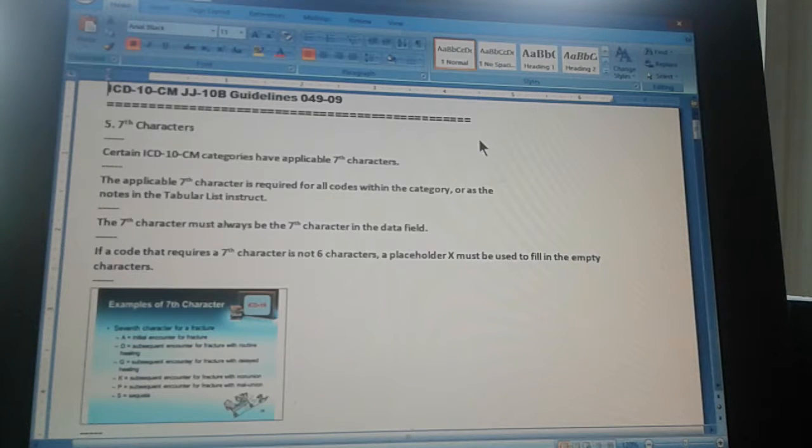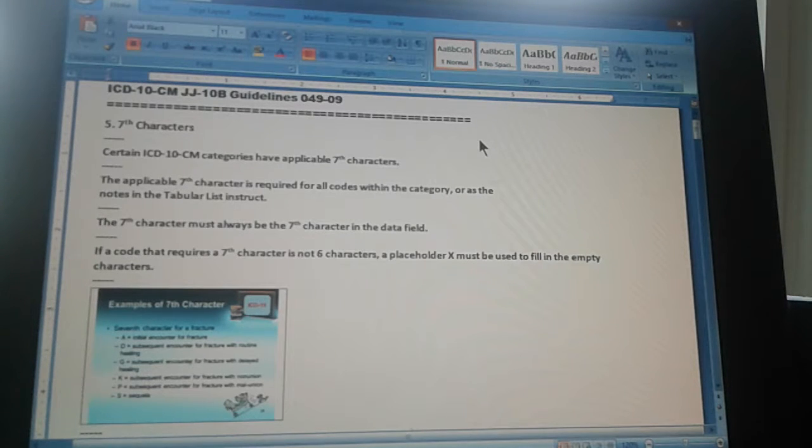If you have a code, for instance, that requires a 7th character, but the code is only 5 characters, you have to use the 7th character as the 7th. So in the 6th position, you just put an X, which is a placeholder, so we can reach the 7th character, which is what we need.